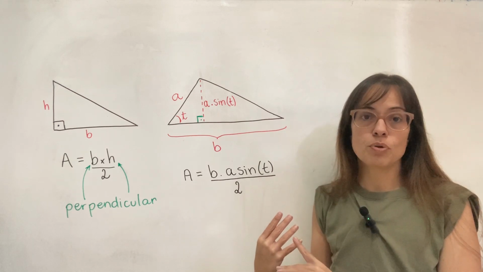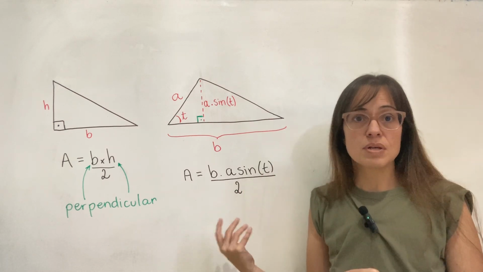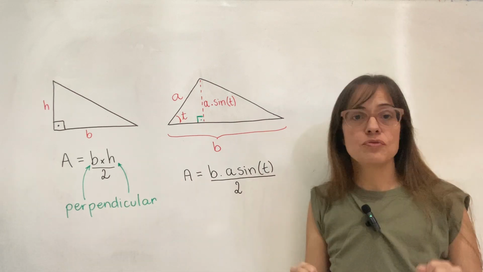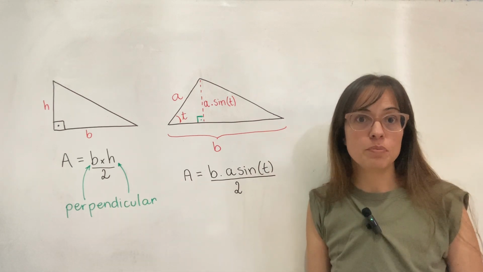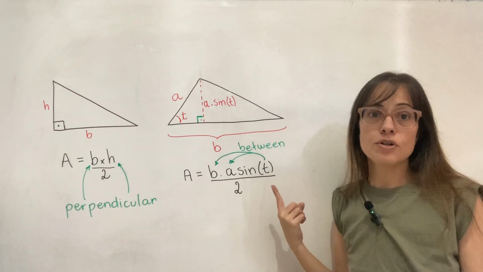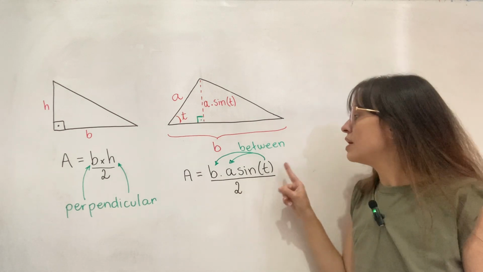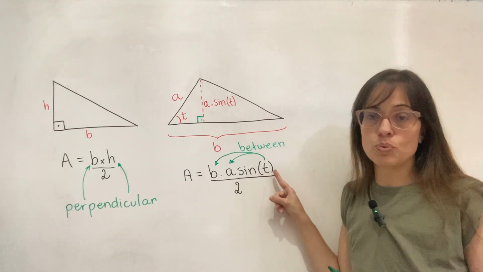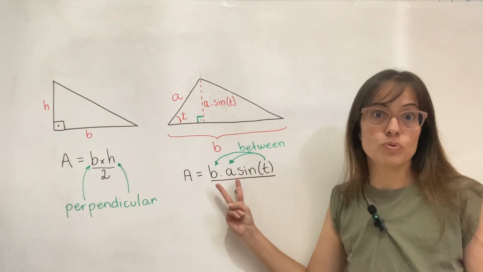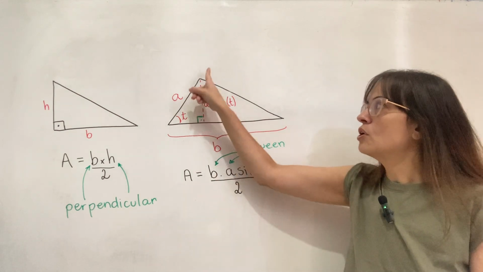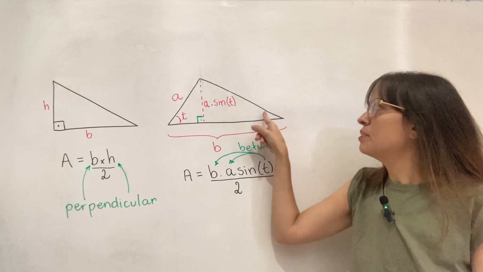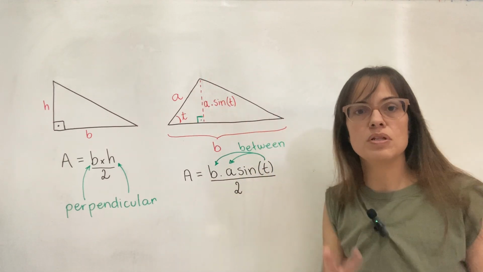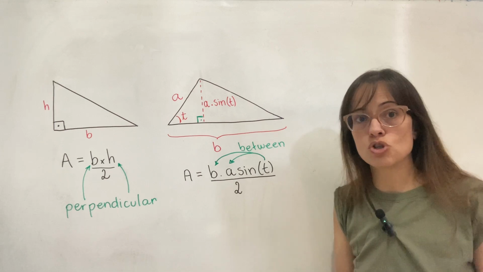This is also in the formula booklet. There is also something that you need to keep in mind about this formula. Just like in that one, you have to keep in mind that B and H have to be perpendicular to each other. Here you also have to keep in mind that the angle T that goes in the formula needs to be the angle that is between the two sides that you're using, okay? So it wouldn't work with A here, B here, but this angle or that angle, that's not going to work. It needs to be the angle that is between the two sides that you have.